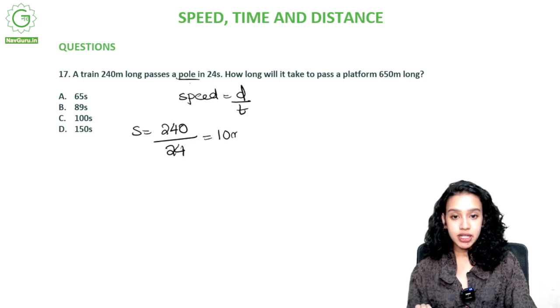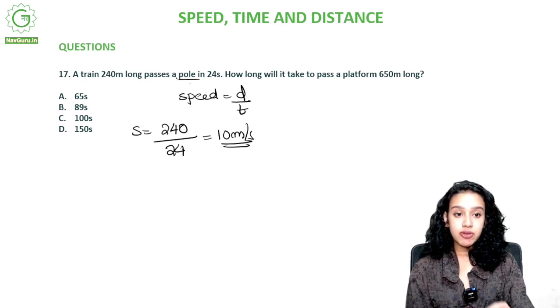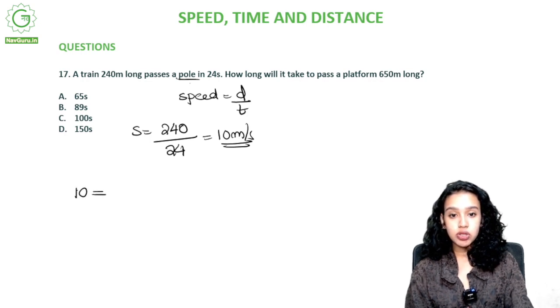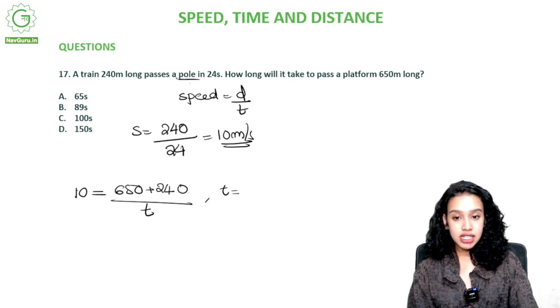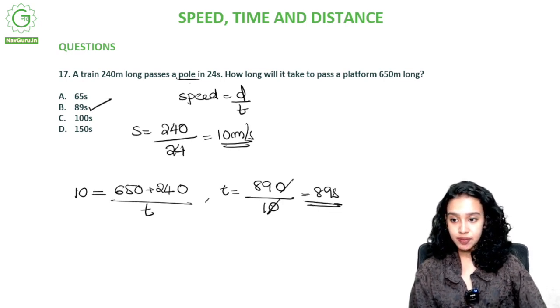We have 10 meters per second, which is the speed of the train. How long will it take to pass a platform of 650 meters long? So we have to find the time. The speed we got is 10, equal to distance, 650 plus 240, divided by the time, right? So the time is equal to 650 plus 240, which is 890, divided by 10, which gives us 89 seconds. So the answer for this question is 89 seconds.